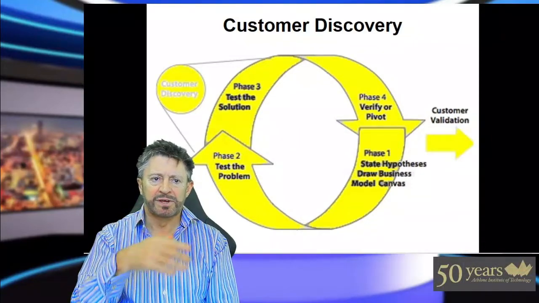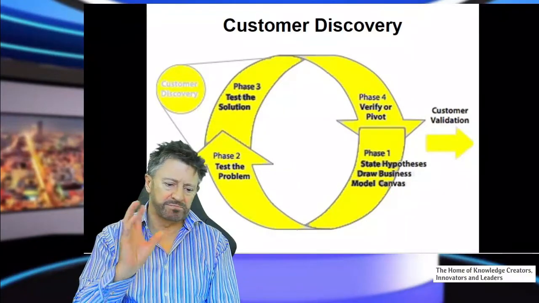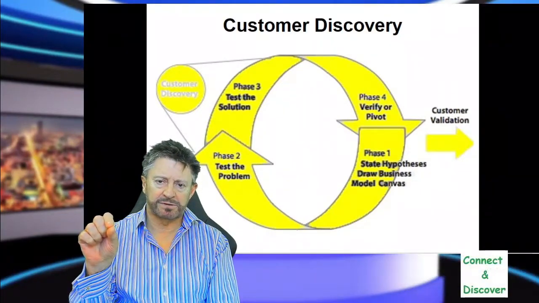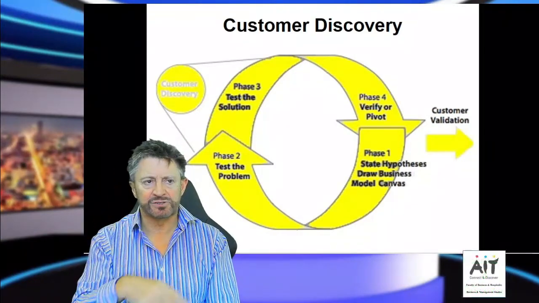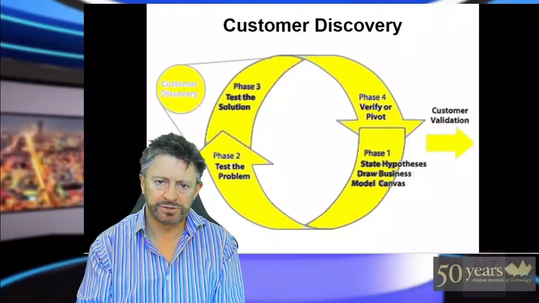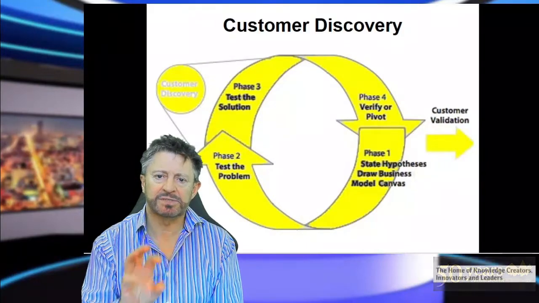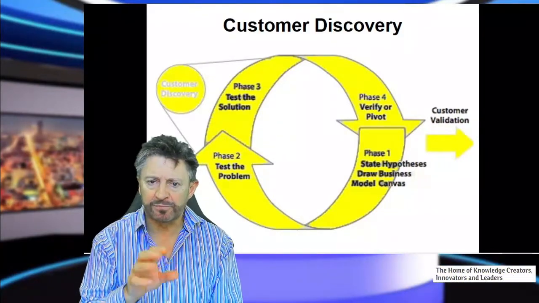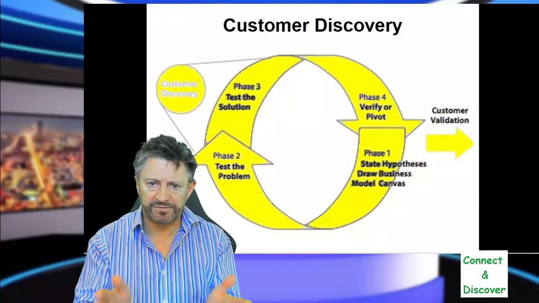Verify the pivot, state the hypothesis, draw a business model canvas, and put it up here. We'll test this part of the canvas, and we go right through the phase. What's the problem? Test and get answers back, and then we move on to the next step. So it's an iterative process. The whole business model canvas, each of the blocks within it, they're iterative processes. Once you've done them, they're not finished.